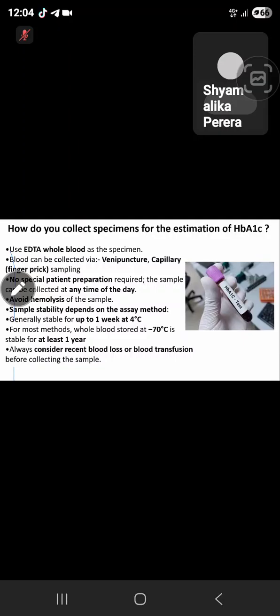That means if you are using the HPLC method, it will describe the storage conditions separately. If you are using the capillary electrophoresis method, it will describe a separate way of storing. Generally it's stable for 1 week at +4, and you can store it at -70 for up to 1 year. And please consider recent blood loss and blood transfusion when you are collecting blood for the HbA1c assay.